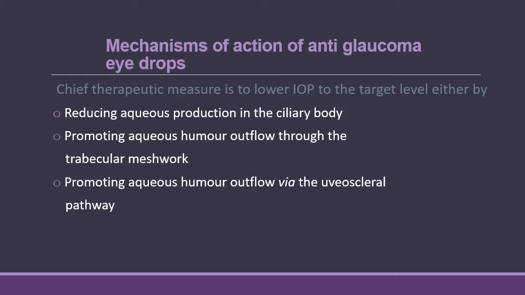So there are various mechanisms by which anti-glaucoma drugs act. First is reducing the production of the aqueous humor from the ciliary body, and second is promoting the aqueous drainage from the trabecular meshwork and also from the uveoscleral outflow.